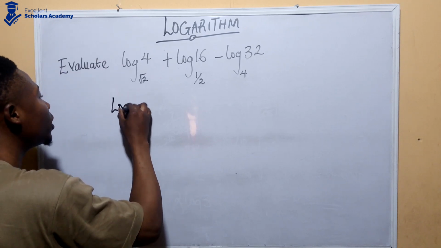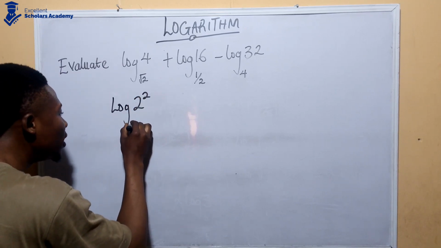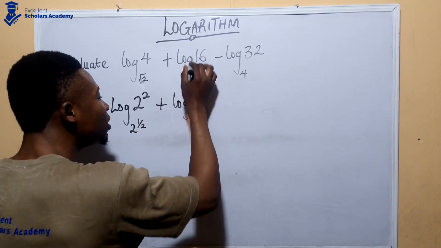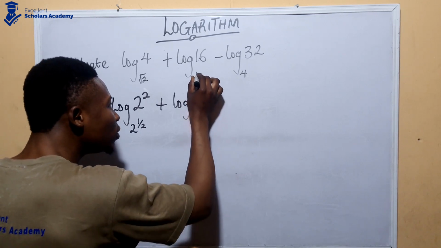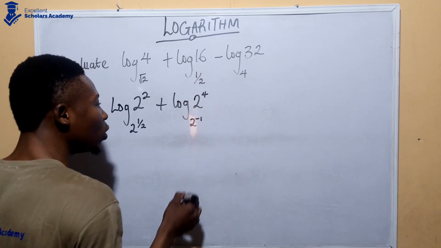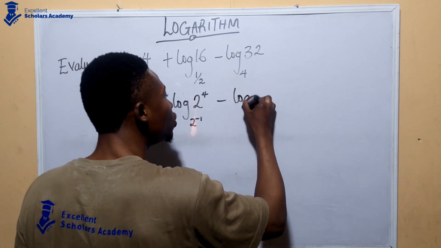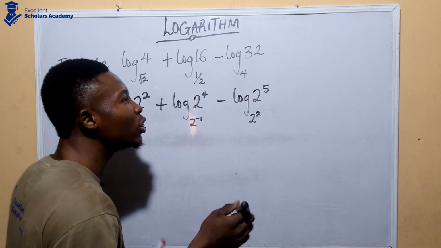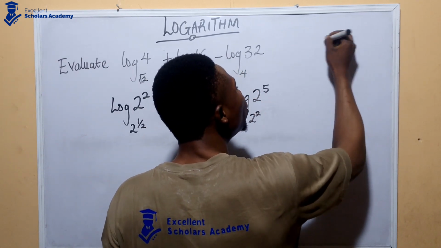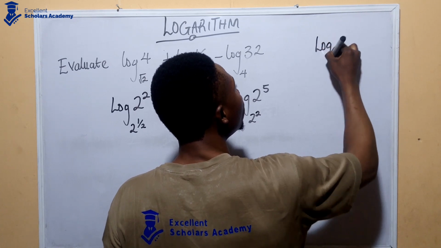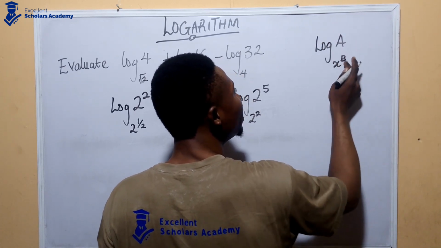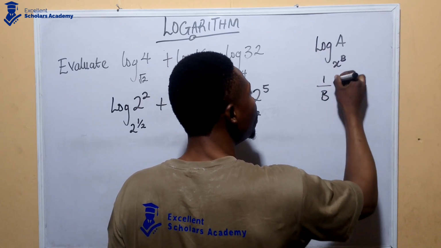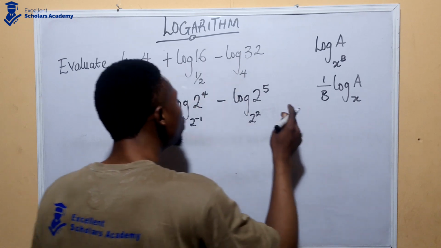So it becomes log, this base is 2 to the power of 2, and this can be expressed as 2 to the power of 1 over 2. Alright? Plus log 16 can be expressed as 2 to the power of 4, and this base here, 1 over 2, can be expressed as 2 to the power of minus 1. Minus this can be expressed as log 2 to the power of 5, and this base can be expressed as 2 to the power of 2. Alright? Now, don't forget the law of logarithm that says that if you have log a base x to the power of b, this b can come behind, and it becomes 1 over b log a base x. So that's what's going to happen.